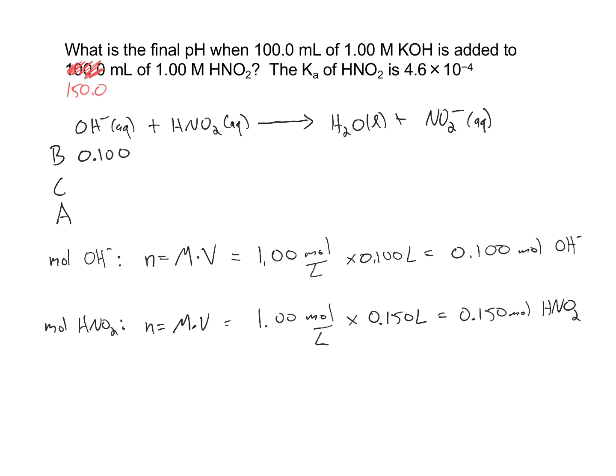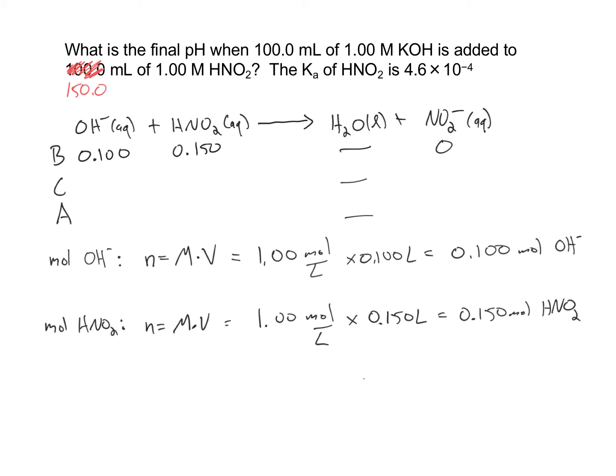Okay, so we can go ahead and put that in. Initially, we don't have any nitrite ions. The water's not going to affect the pH, and so I'm not going to worry about it. And then for these BCA tables, when I'm doing stoichiometry, we can determine the limiting reagent. This reaction is going to go to completion, not to equilibrium. So whichever one I have less of is going to be my limiting reagent, in this case the hydroxide. And so that's going to determine how much everything changes.